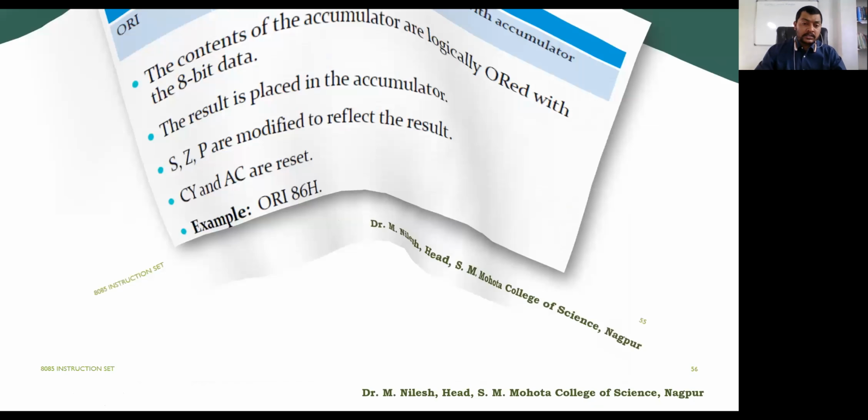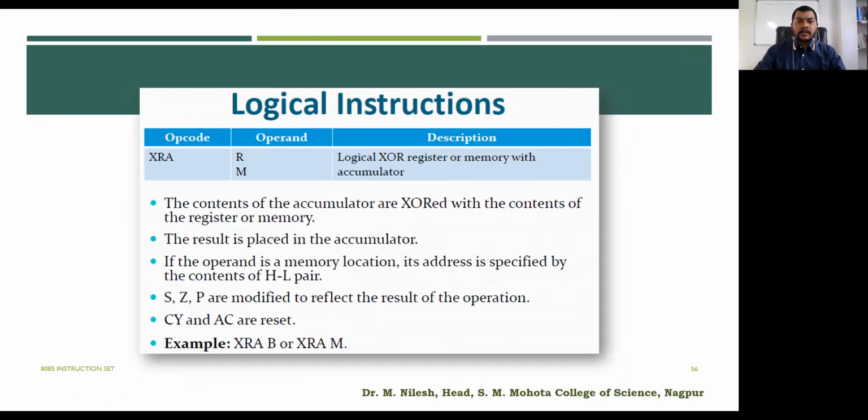Then the next is the XOR. So XRA R, XRA M. So XOR the contents of the accumulator with the register or with the contents of the memory. So this is another instruction. Now here we are going to perform the XOR operation, right? Okay. Now what is XOR? XOR means whenever there are different inputs, the output is 1. Whenever there are the same inputs, the output is 0.